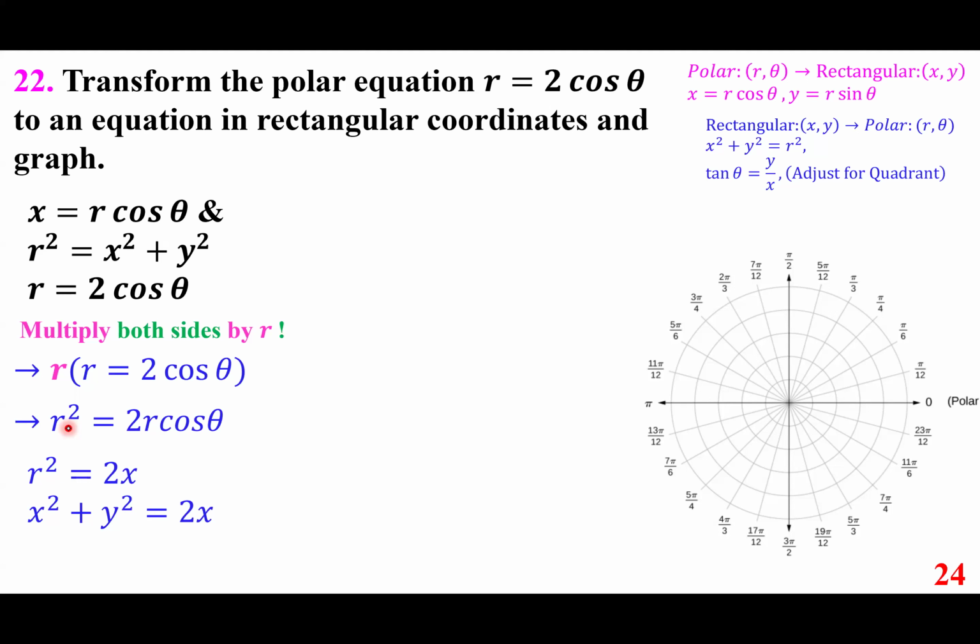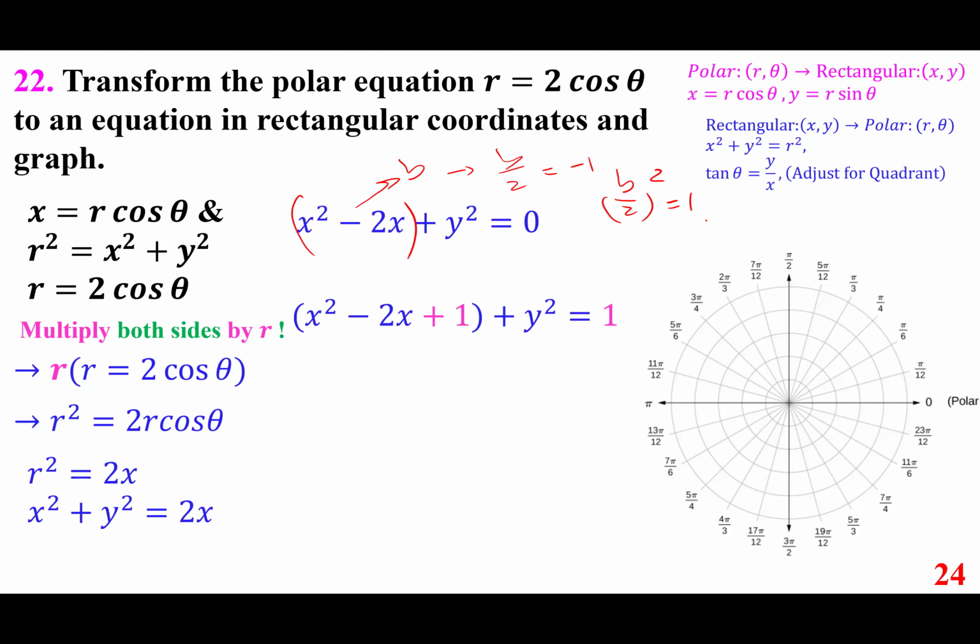So that's pretty straightforward. All right, we are going to bring the 2x to the left and put it next to x squared, and complete the square. Recall ax squared plus bx plus c. So this is b, divided by 2, minus 2 divided by 2 is negative 1. Squared is positive 1. We're going to add 1 to both sides. So the left side is x minus 1 squared plus y squared equals 1.